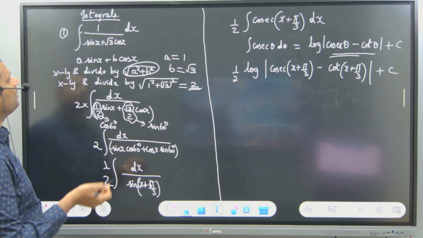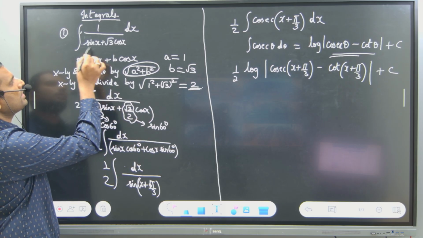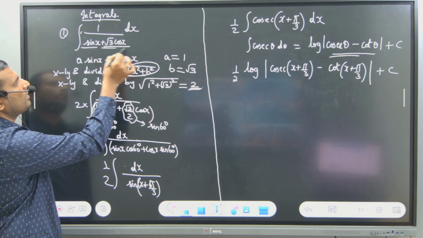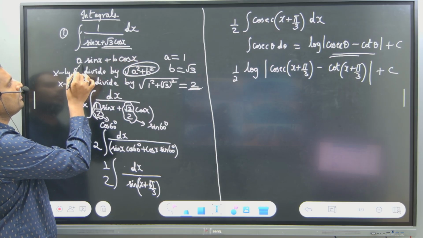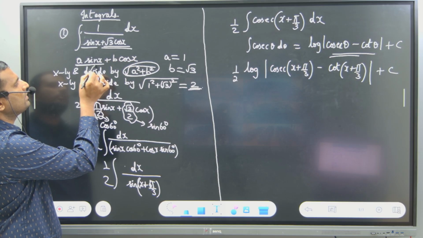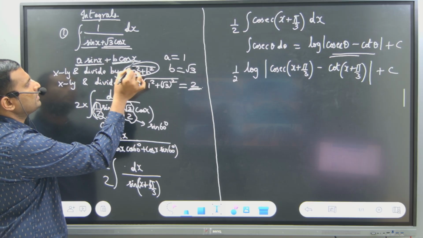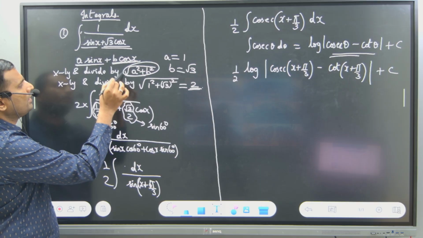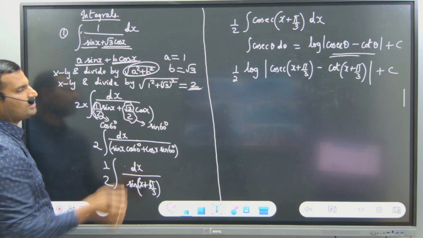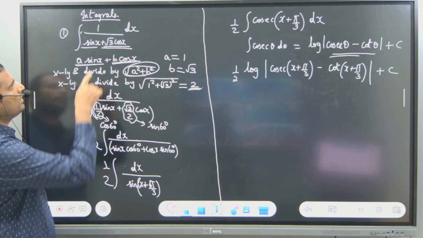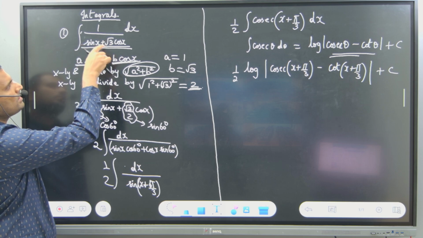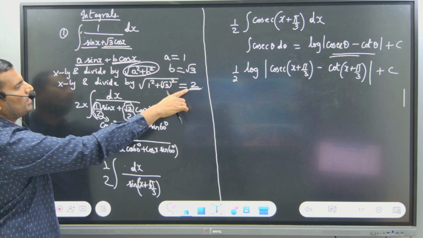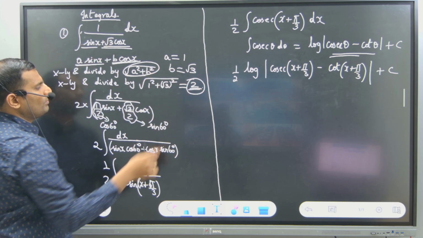Okay. So the question was, there is sin x plus root 3 cos x. And I told, whenever there is a sin x plus b cos x, you should multiply and divide by root of a square plus b square. Here a is 1, b is root 3. So you should multiply and divide by 2.